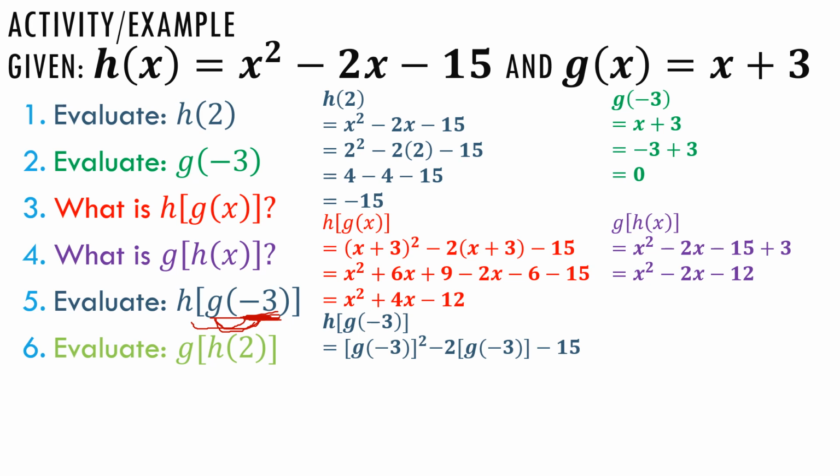Okay, so we have g of negative 3 squared. So, since h yung nasa labas, kopyahin natin yung h. But instead of writing x, you're going to write g of negative 3. So, we have g of negative 3 squared minus 2 times g of negative 3 minus 15. Since meron na tayong sagot kanina sa g of negative 3, let's just copy ito, 0. So, we have 0 squared minus 2 times 0 minus 15. The answer is negative 15.